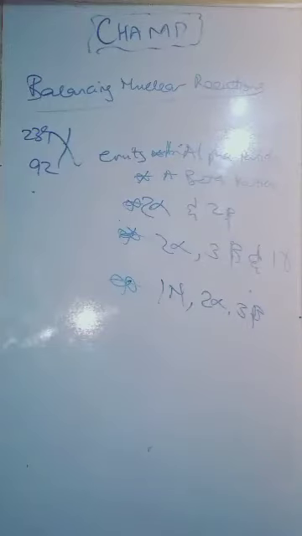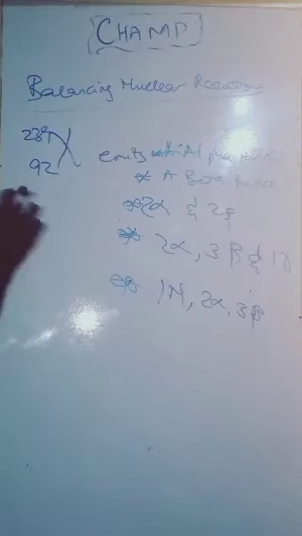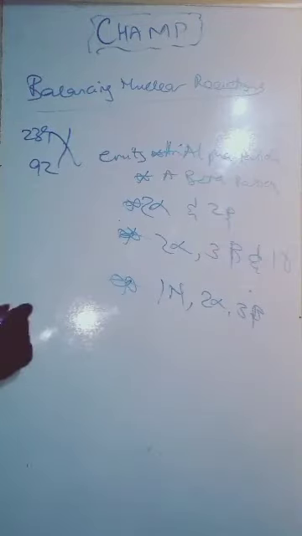So let's take them one after the other. After these 5, there should be no past questions you shouldn't be able to solve. So we just treat some past questions together, and we call it a day for balancing nuclear reactions. So we take the first one.